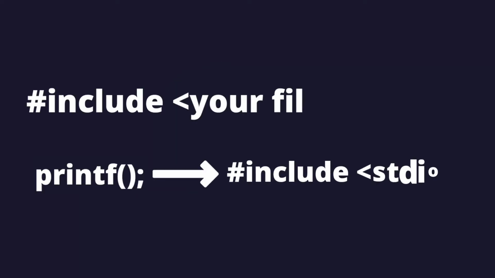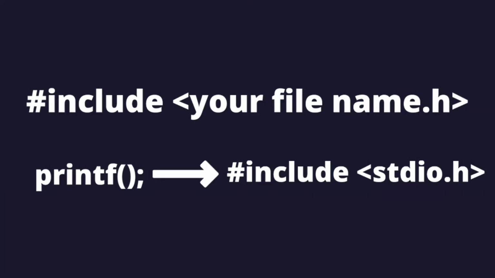Okay, but how do I use a function of a particular header file, or how do I include a header file? Well, don't worry. It's simple. When you're coding, write #include at the top of your program, and in between the brackets, the name of the header file you need to include. For example, if I need to print my name onto the console, I will use the printf function, which is located in the standard input-output header file.